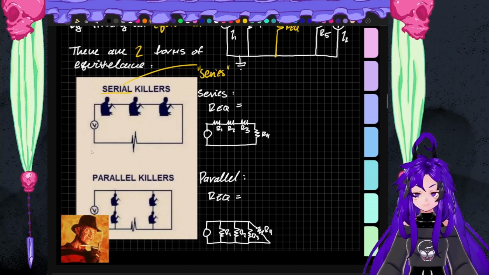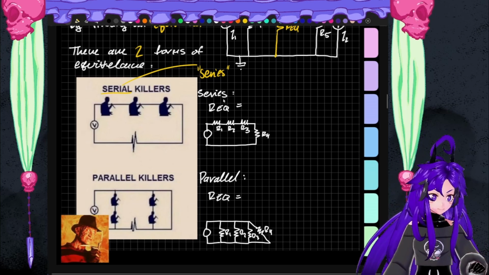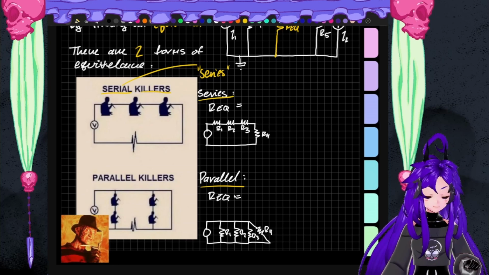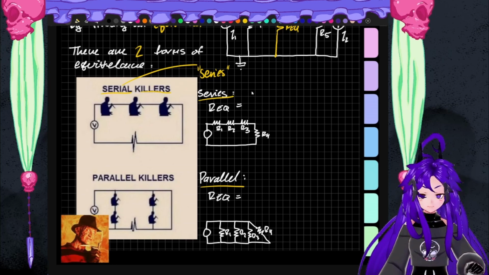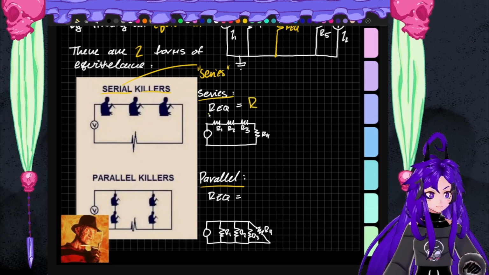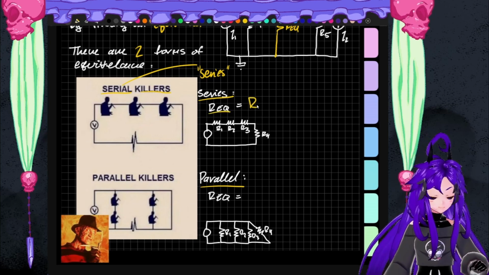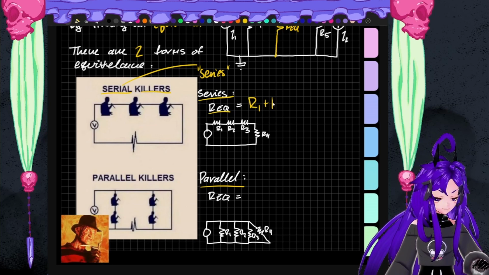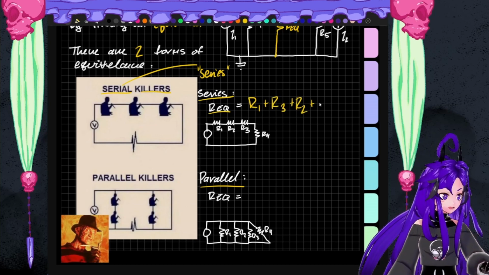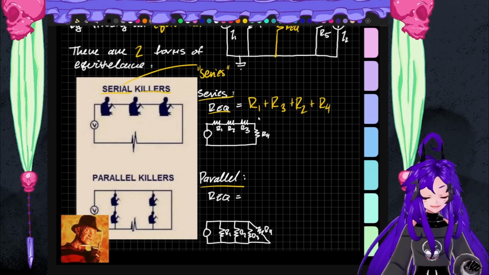So, there are specific equations to get series and parallel resistance. Or, nightmares. For series, we have R equivalent equals just the sum of every resistor in series. I wrote this out of order, I apologize. But it doesn't matter because addition is commutative.